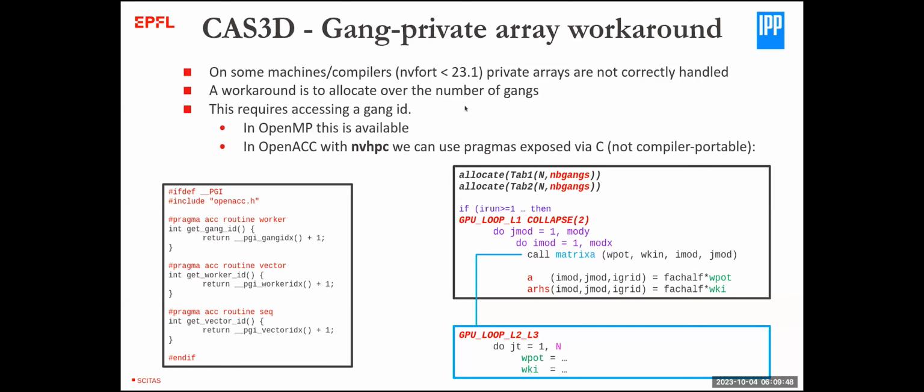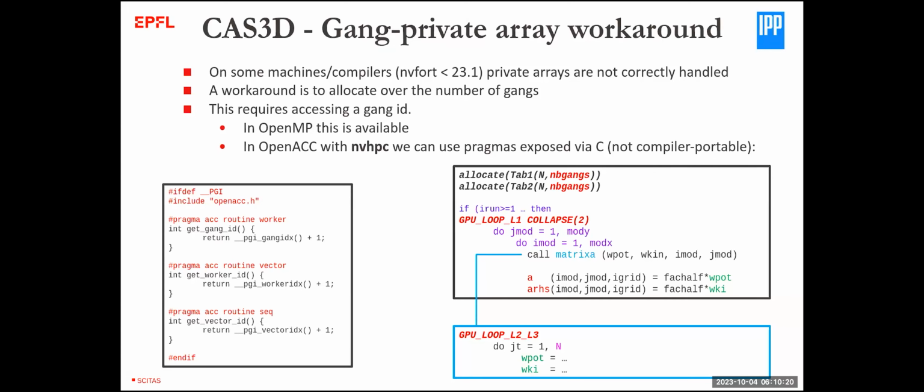In OpenACC, we don't have access to the gang ID. It's not in the standard. It is available in OpenMP, but not in OpenACC. And so the solution that we found when we're using NVIDIA is to use this code that's on the left here. So there are compiler pragmas that are PGI gang index, the worker index, and vector index, which give us the gang, worker and vector ID.